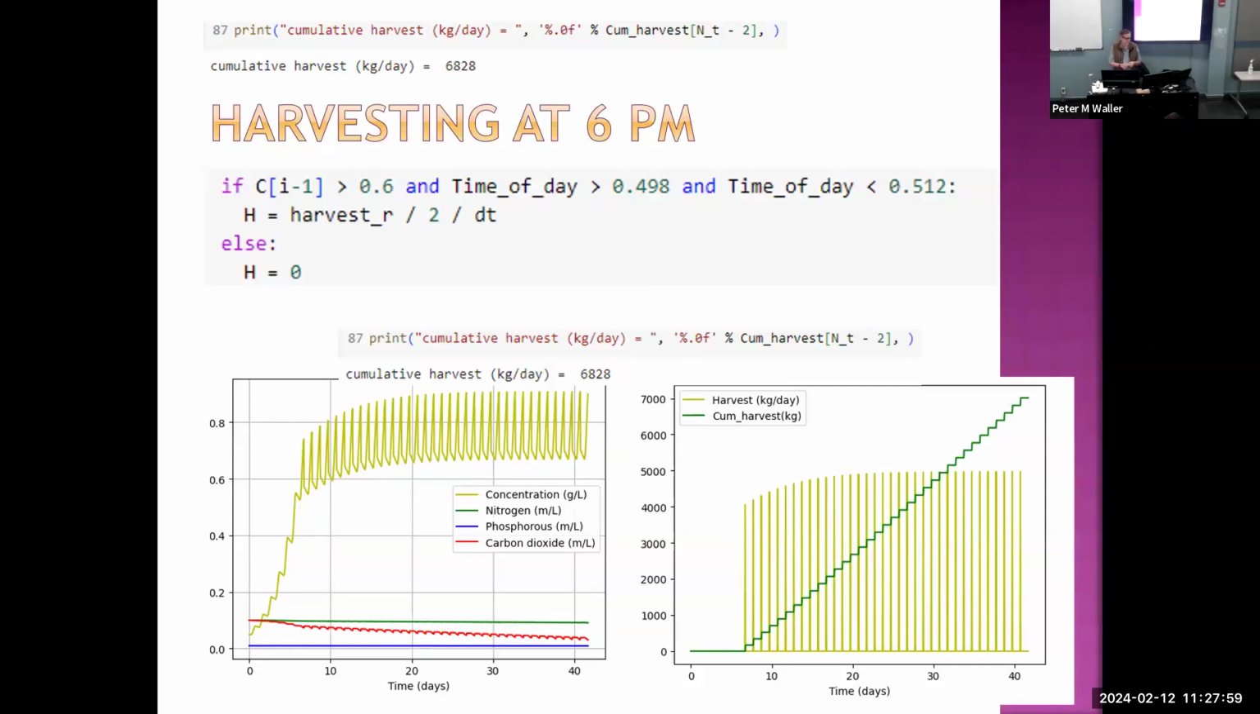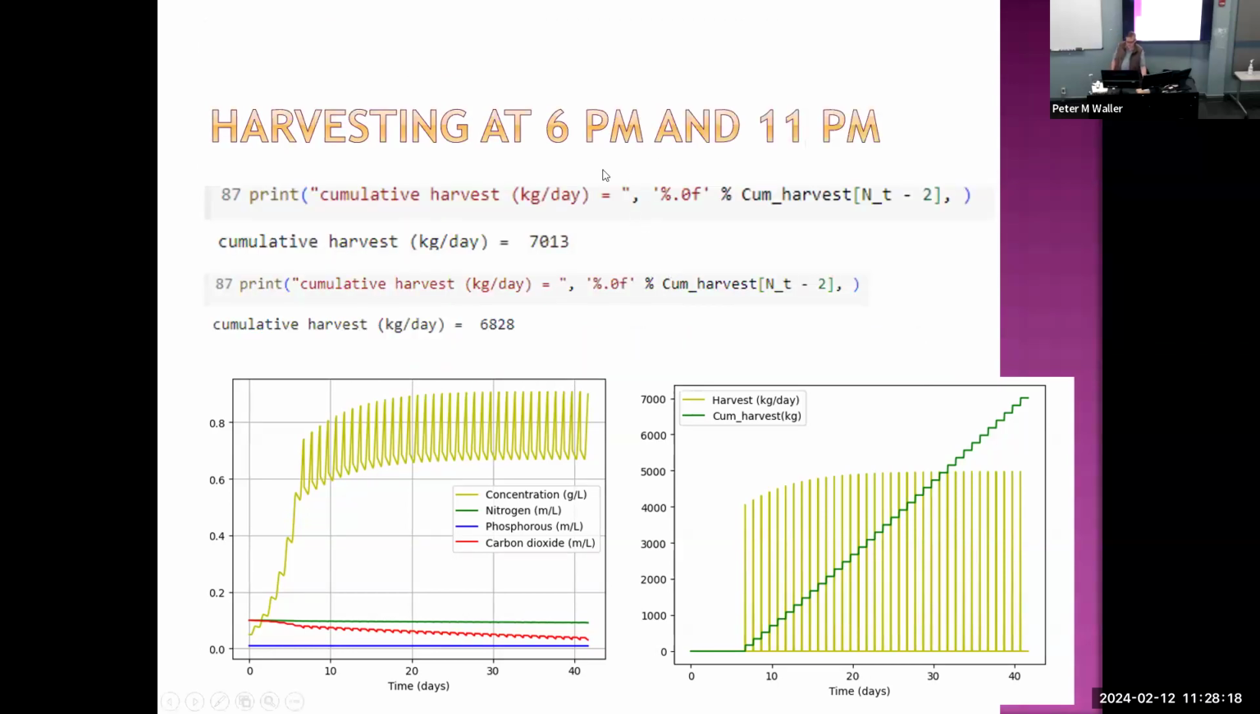But anyway, I'd like you to do this. Plot out your cumulative harvest at NT minus 2. That's 2 time steps before the end. And actually print out and see if you get more at 6 p.m. than at like noon or 11 p.m.